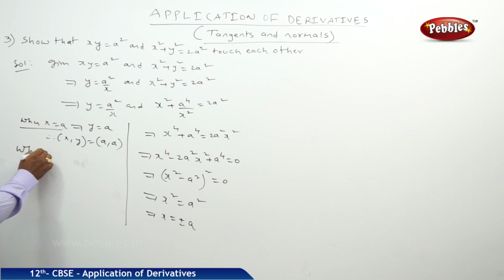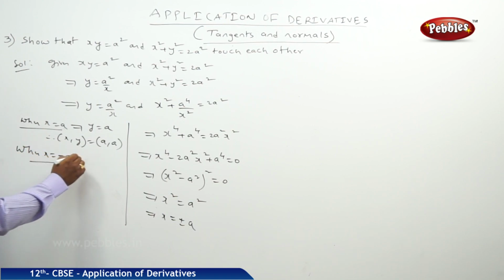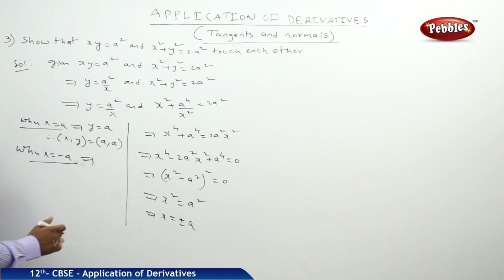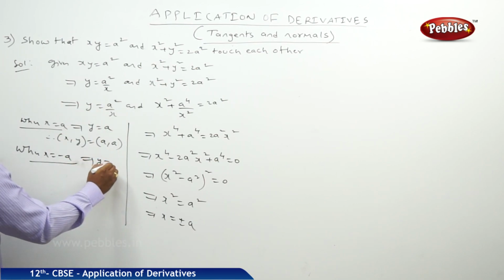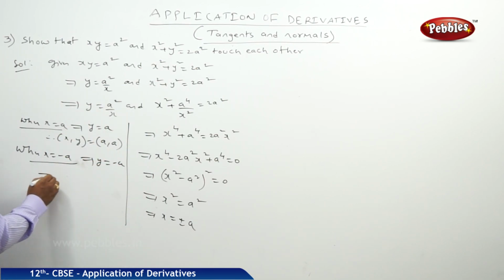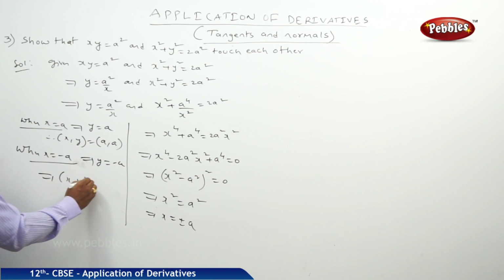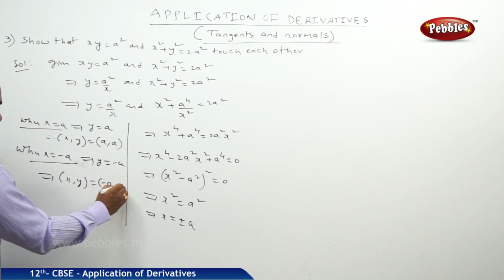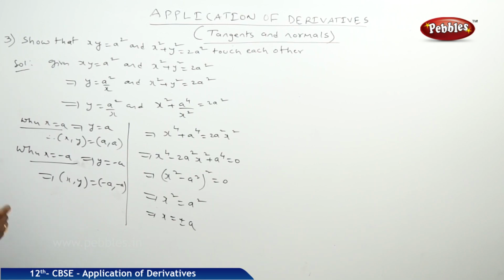Now when x is equal to minus a, if I substitute here, what happens? y is equal to minus a. That means another point of intersection is minus a comma minus a. Once again I am telling up to here what we have done.